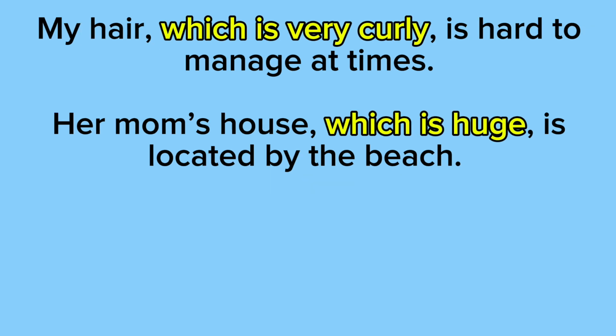Our second example says, my hair, which is very curly, is hard to manage at times. So notice how which is being used to introduce a dependent clause. In other words, a thought that's incomplete. And our last example says, her mom's house, which is huge, is located by the beach. So notice how which is being used to introduce a dependent clause, also known as an incomplete thought. And also notice how in each of these examples, which is being used for non-essential clauses. In other words, extra info.